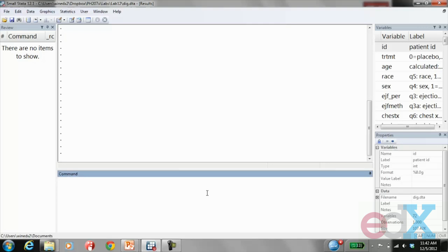So the command for survival data is stset, one word. Then we have to put our time variable, our time to event variable, which for this example is deathday, one word, comma, failure, open parentheses. And then we need to put our censoring indicator, which is death here. And we have to know which value corresponds to a failure. So the value 1 corresponds to a failure.